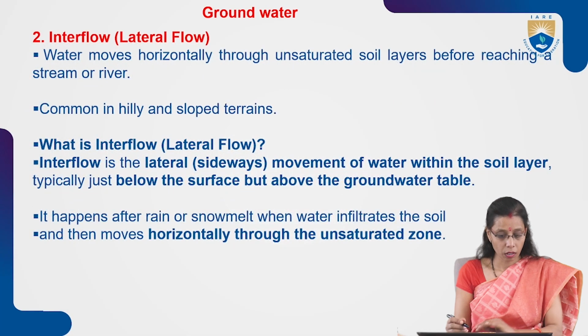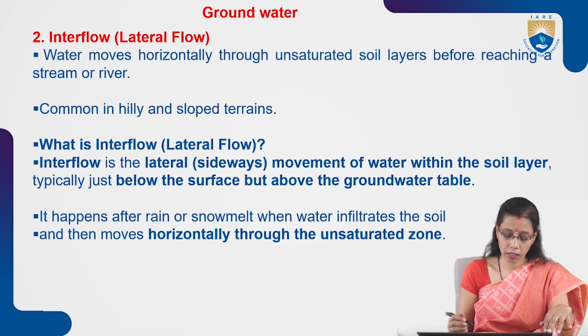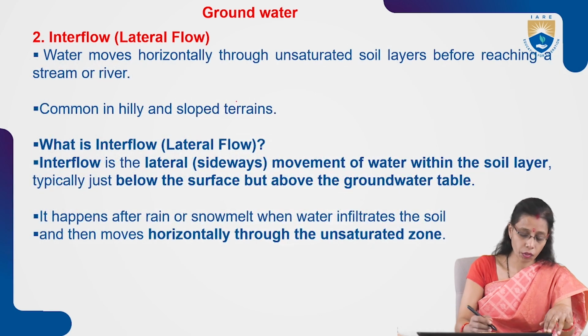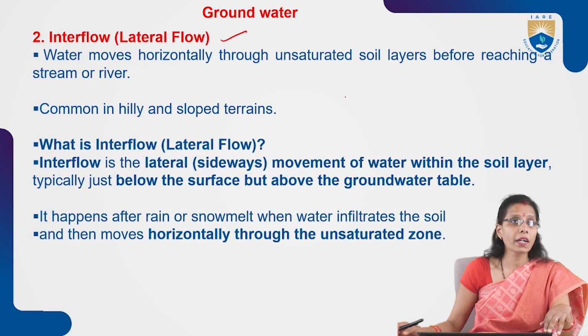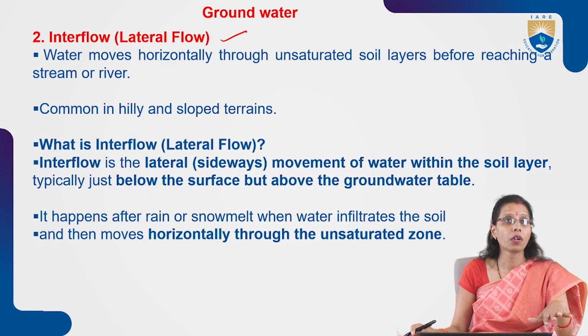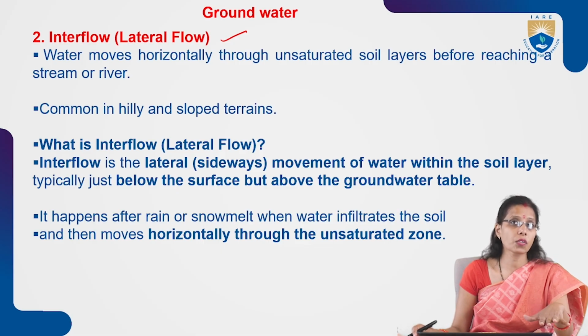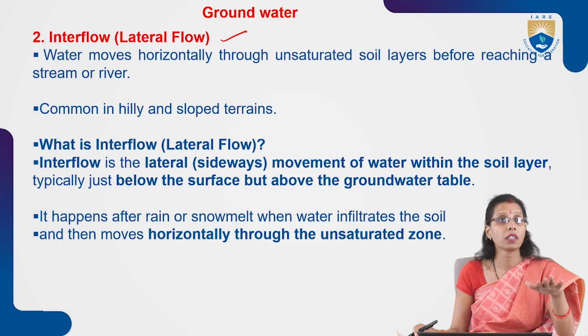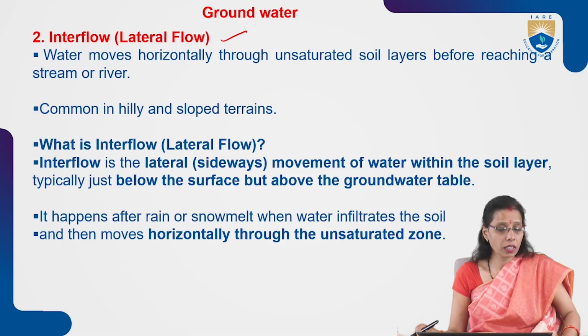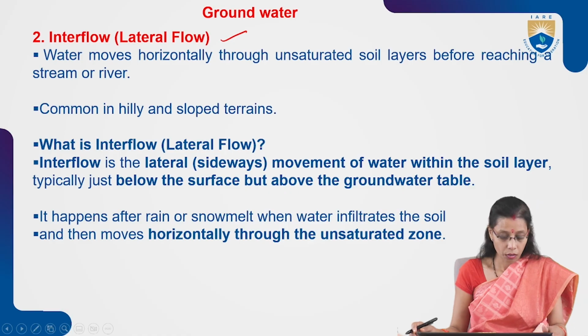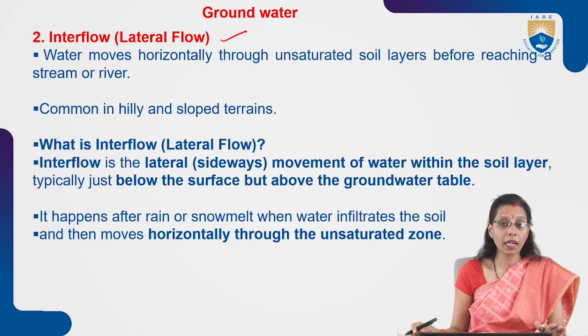Okay. Now, the second thing here is interflow. Interflow is a lateral flow. Water moves horizontally through unsaturated soil layers before reaching the stream or the river. And what is interflow here? When you talk about interflow, it is lateral flow.